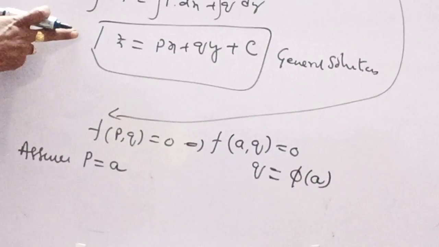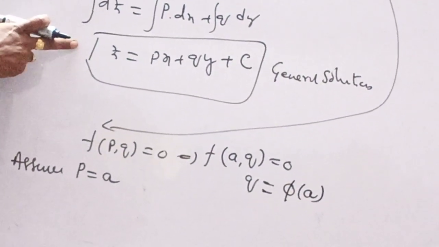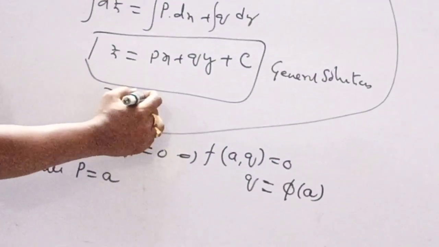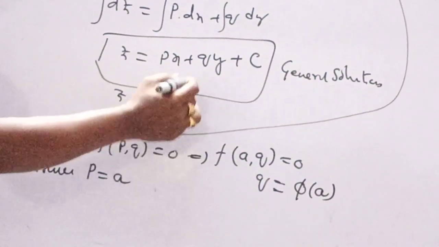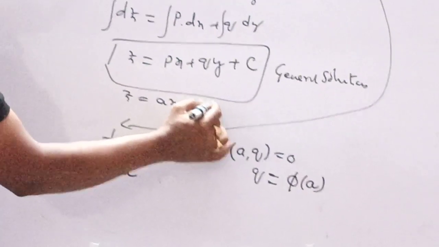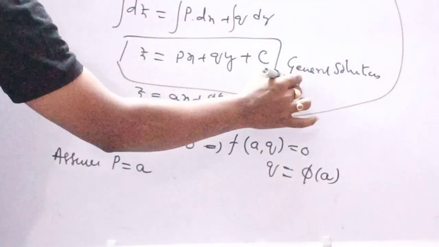We know the general solution z = px + qy + c. Taking p equal to a, instead of p we place a, and instead of q we place phi(a). So z = ax + phi(a)y + c is the required general solution.